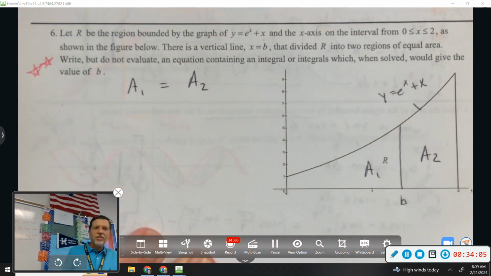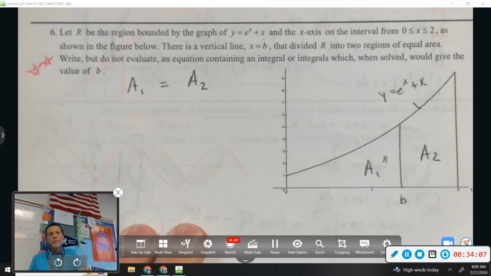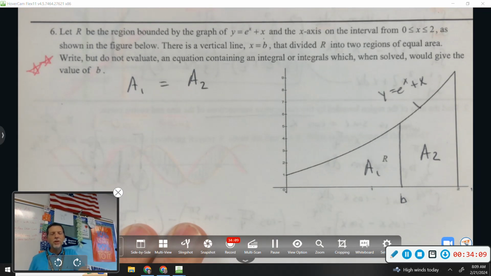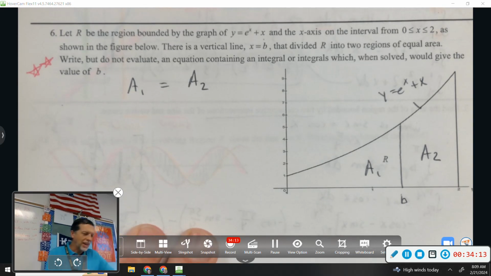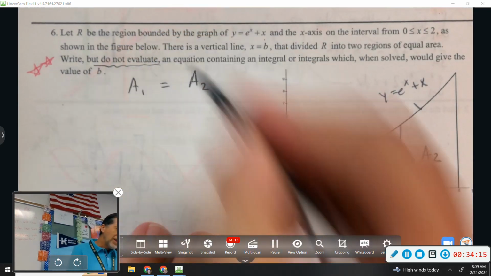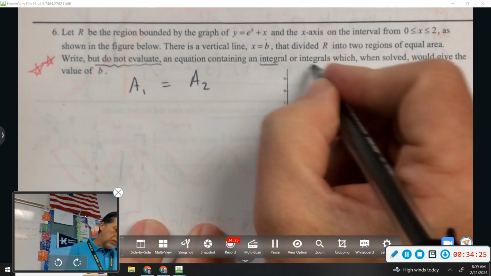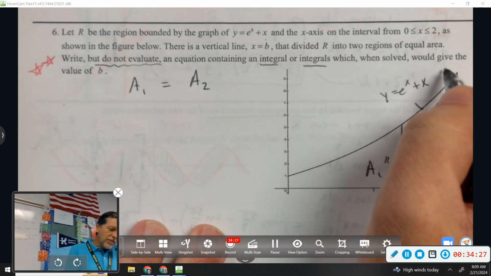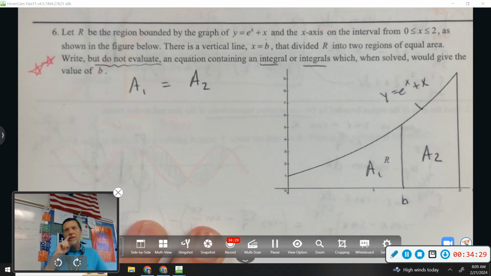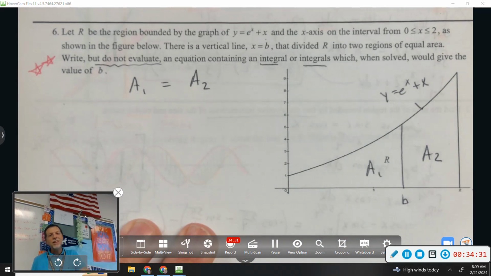This is nice. It shows up not on every AP test, but pretty frequently. Write but do not evaluate. That's good news, right? That means I don't have to worry about calculator or no calculator, or doing this by hand or punching buttons. Just set it up. An equation containing an integral or integrals, which when solved would give the value of b. So write something that has b in it that, if we wanted to solve, we could.